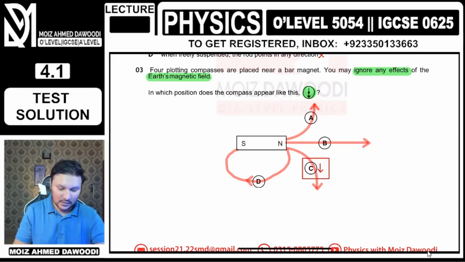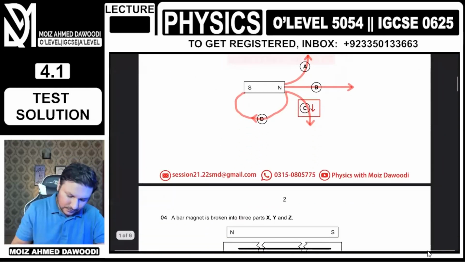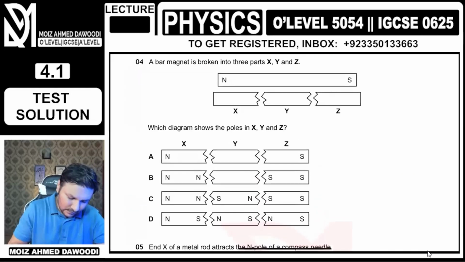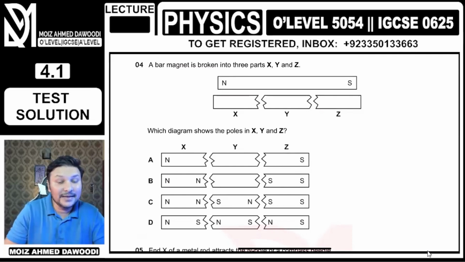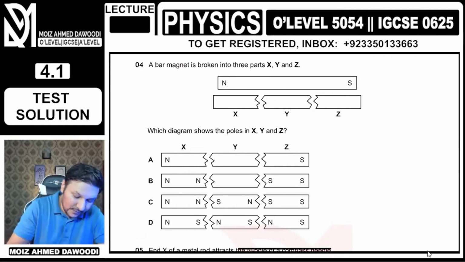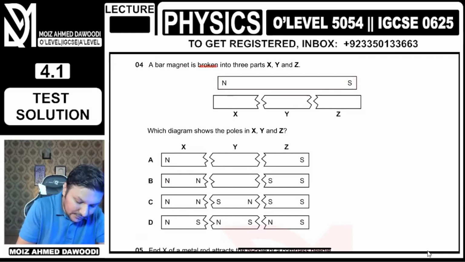Now, if a bar magnet is cut into pieces, each and every part of the magnet will behave as a magnet but with lesser strength. This is what we discussed in the topic known as theory of magnetism. So here as well, north you can see at the left hand of the bar magnet, while south is at the right hand of the bar magnet. The bar magnet is broken into parts X, Y, Z.